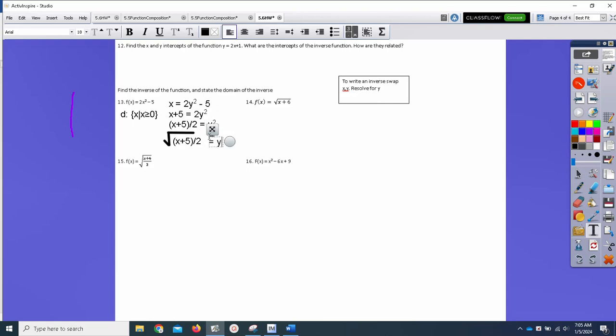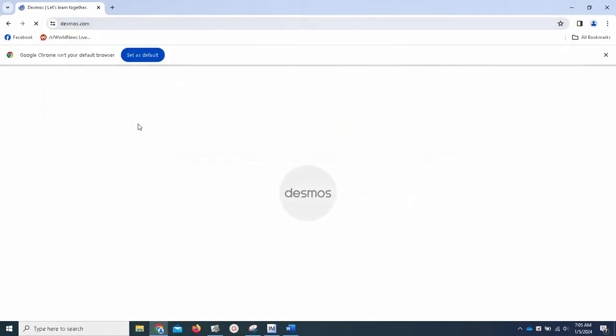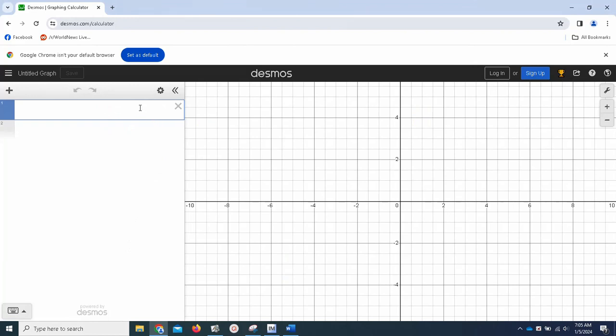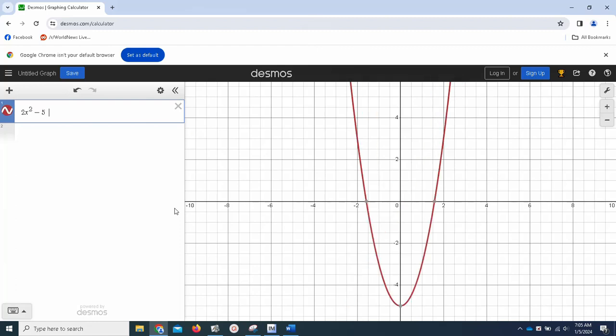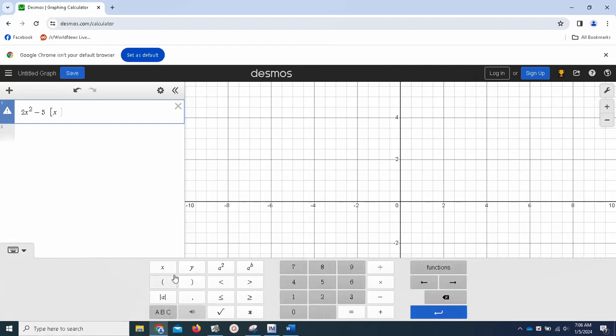Now, just because I kind of want to check it, and I don't want to spend some time on composition, I want to show you their inverses. So I'm going to good old Desmos. I like Desmos. Be cool if you did. The original equation was 2x to the second minus 5. And I'm going to try and put a domain restriction on here. That's evidently not how you do it in Desmos.